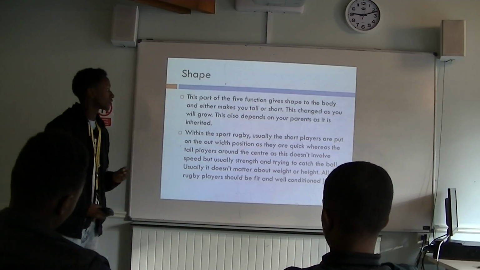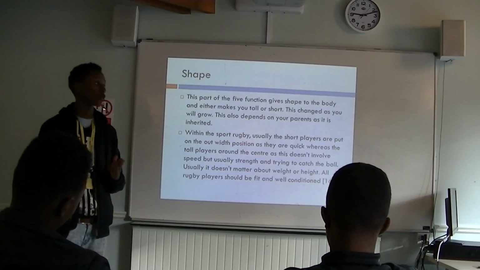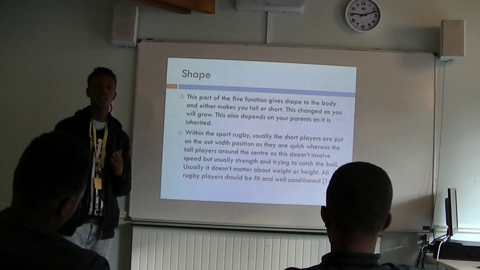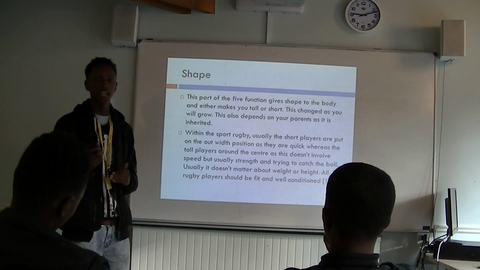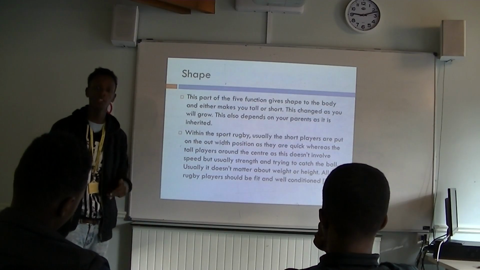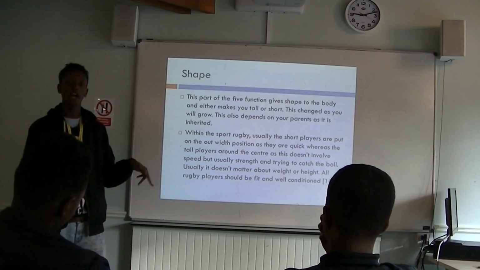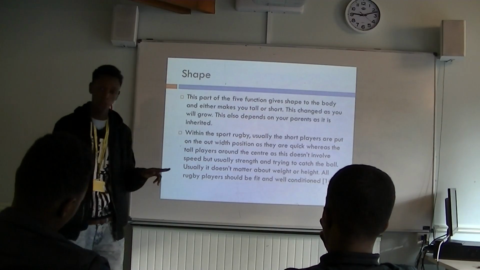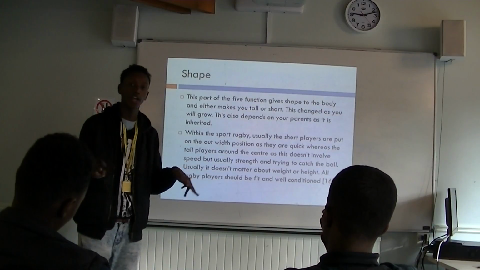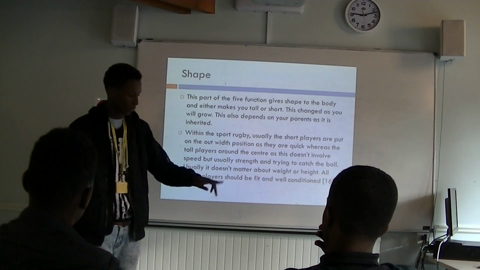Shape. This is another part of the 5 functions, which gives shape to the body and either makes you tall or short. This changes as you grow and is most likely inherited from your parents. So within the sport of rugby, usually the short players are put on the outside position due to the fact that they are short and quick enough to run out on the lines.